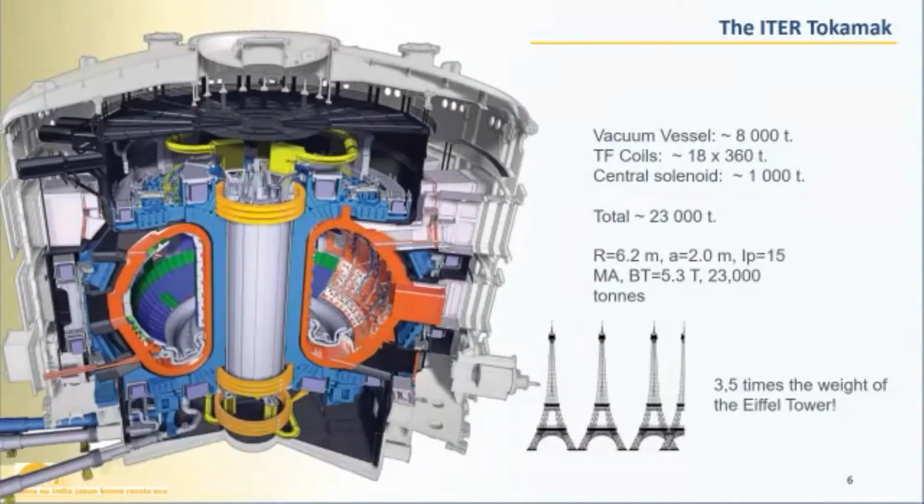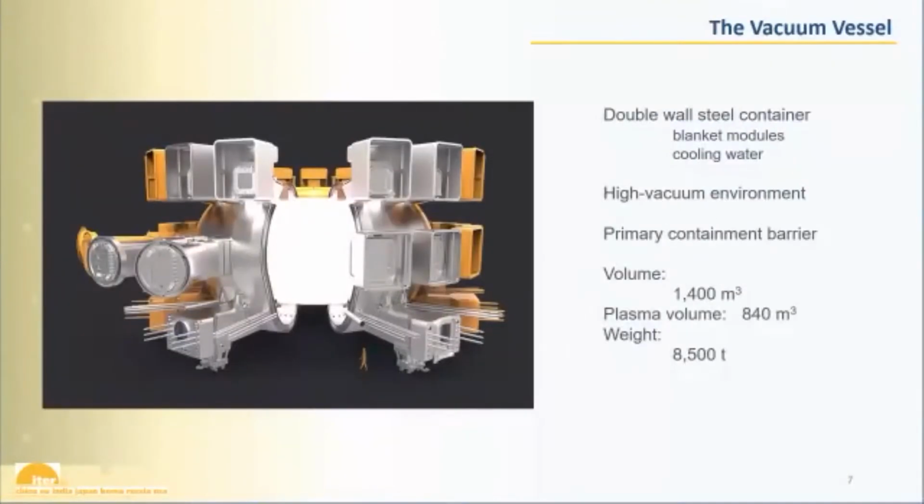The machine is 30 meters tall and 30 meters wide, so it really dwarfs the former experiments. And with this machine, we are really taking fusion to an industrial scale. We will get to that. So one of the main features, of course, is the vacuum vessel itself. The vacuum vessel is the big barrier in which the plasma will be kept. It's the primary containment barrier. It's a massive piece, and it's partly built by the European partner and by Korea.